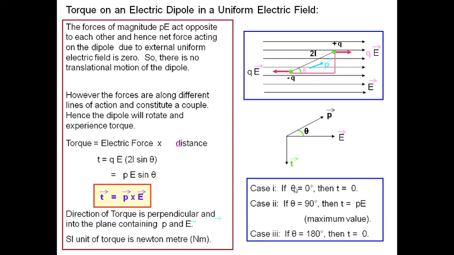So remember, sometimes in the examination the question is asked, what is the stable equilibrium condition? When theta is 0, in case of a dipole placed in a uniform electric field, torque is 0. And in unstable equilibrium, again torque is 0, but the angle theta is 180 degrees.